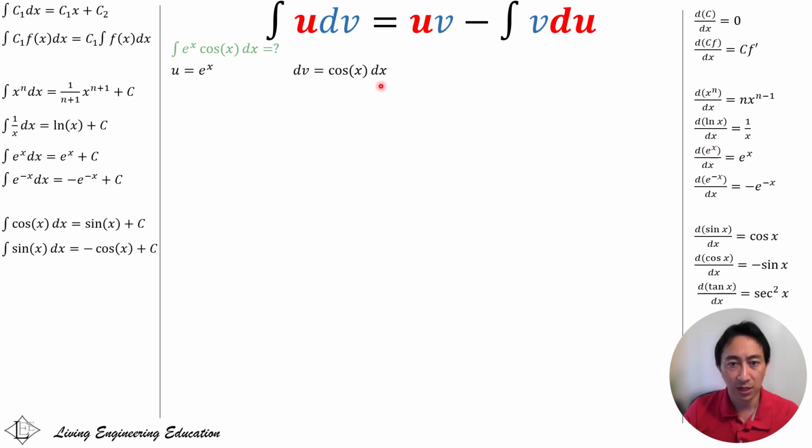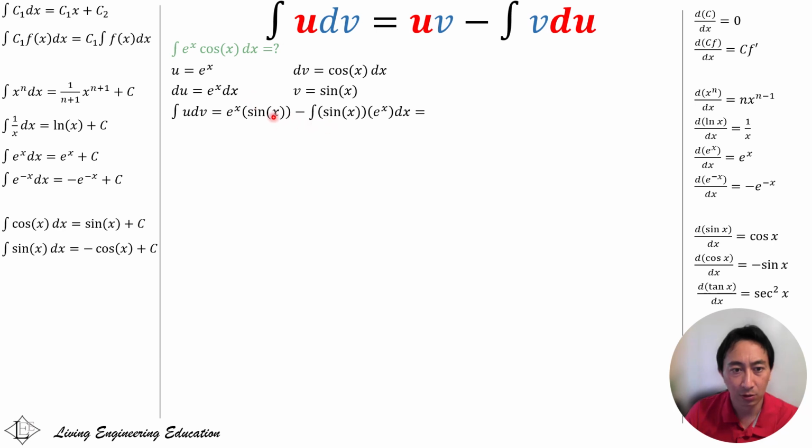dv is cosine x dx, so I need to take the integral of cosine, and that's just going to be sine. So du is e^x dx, and my v is the integral of cosine, just sine x. All right, and then we can plug it into this equation here. So uv will be e^x sine x minus the integral of v du, sine x e^x dx, right?